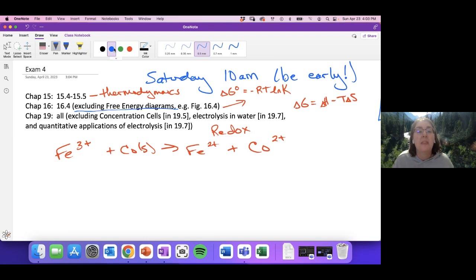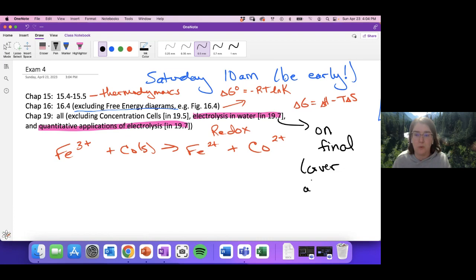The other things on here, however, electrolysis in water and quantitative applications of electrolysis, these are both things that we're going to cover and will be on the final. So we are going to cover these, but we're just going to cover them after exam 4. So while there are some topics that we have covered in previous semesters, the free energy diagram, the Nike swoosh diagram, and concentration cells that we're just not covering this semester, it won't be on the final exam.